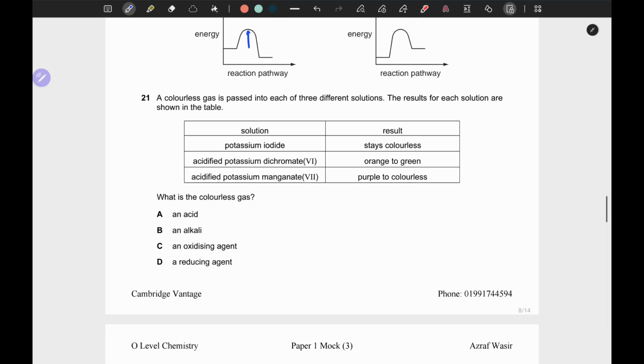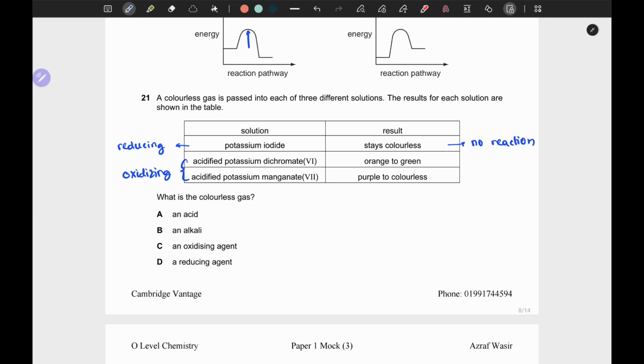Moving on to question number 21. A colorless gas is passed into each of three different solutions. The results for each solution are shown in the table. So we have a list of solutions: potassium iodide, acidified potassium dichromate, acidified potassium manganate, and we have the results as well. Now if you look at the solutions, potassium iodide is a reducing agent and the other two are oxidizing agents. So we can have an idea that this question is probably referring to redox reactions and oxidizing and reducing agents. So let's look at the results. So for the reaction with potassium iodide, it stays colorless. That means there's no reaction.